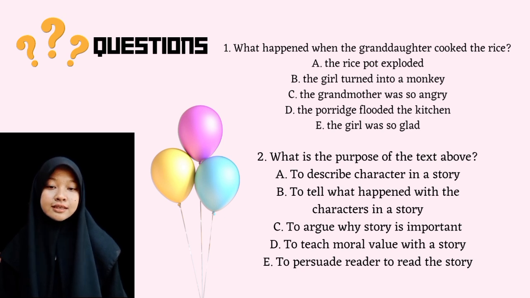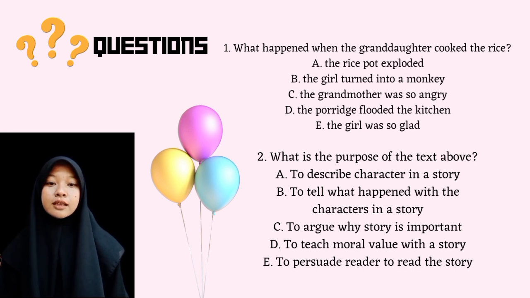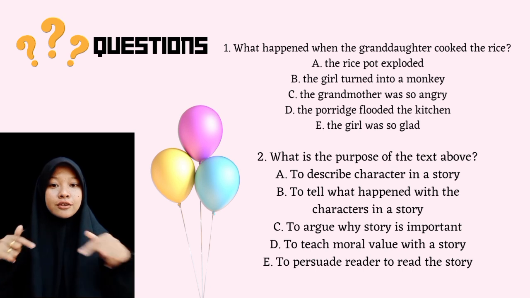And question number 2 is, what is the purpose of the text above? A. To describe character in a story. B. To tell what happened with the character in a story. C. To argue why story is important. D. To teach moral value with a story. And E. To ask readers to read the story. Those are 2 questions for practice, you guys. And for the answer, friends can write it in the comment column.